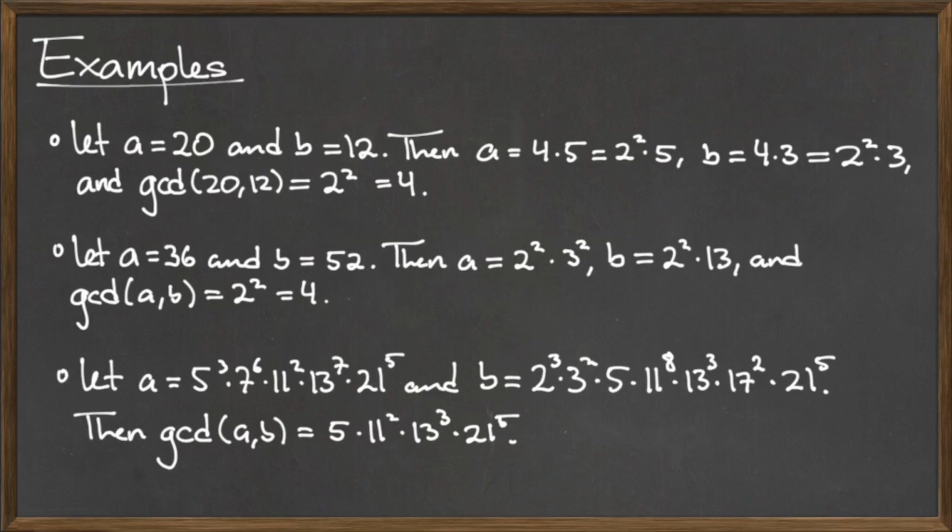Using the same process for a equals 36 and b equals 52, we see that the GCD of a and b is again 2 squared, which is 4. Finally, for the integers a and b whose prime factorizations are shown, we find that the GCD of a and b is equal to 5 times 11 squared times 13 cubed times 21 to the 5th.